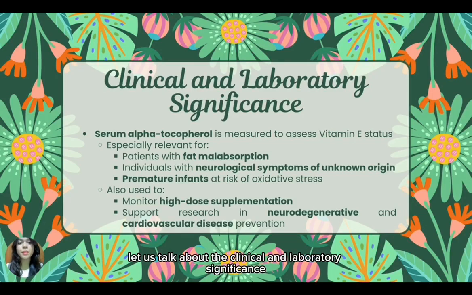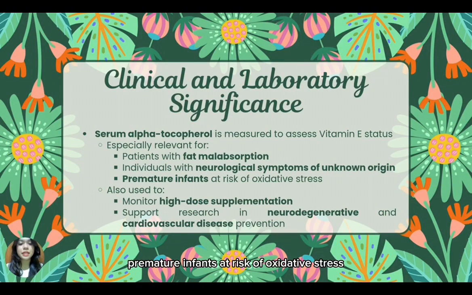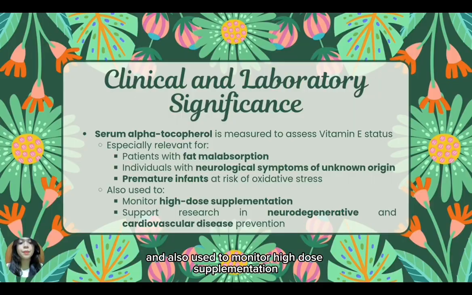Lastly, let us talk about the clinical and laboratory significance of vitamin E. Serum alpha tocopherol is measured to assess vitamin E status, especially relevant for patients with fat malabsorption, individuals with neurological symptoms of unknown origin, and premature infants at risk of oxidative stress. It is also used to monitor high-dose supplementation and support research in neurodegenerative and cardiovascular disease prevention. And that is all for vitamin E.